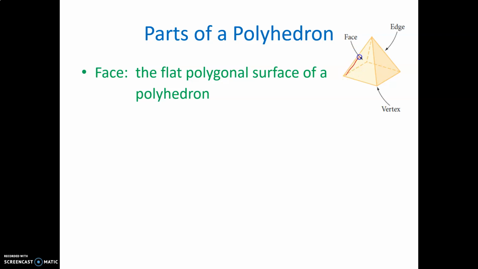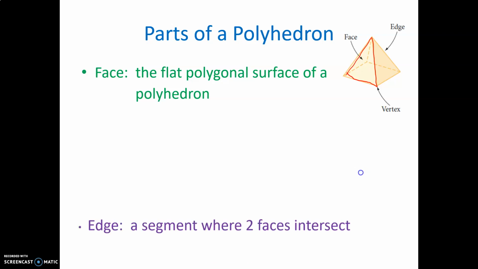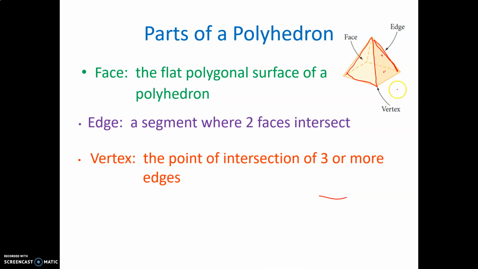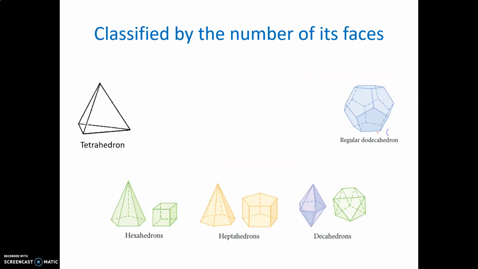So you can see the face here is this whole triangle on the side. There's another triangle, another triangle. Those are all faces, the flat polygonal surface of a polyhedron. The edge is where two faces intersect. So right here, this one and that face, those two faces come together at that edge. And the point of intersection of three or more edges. So where the edges come together at these points, those are called vertex points or vertices.